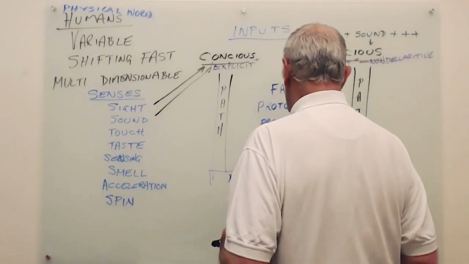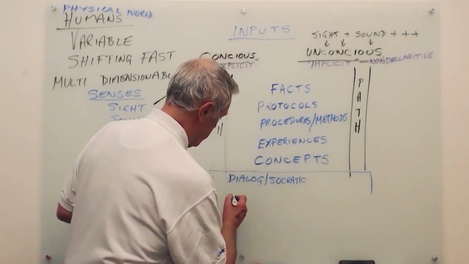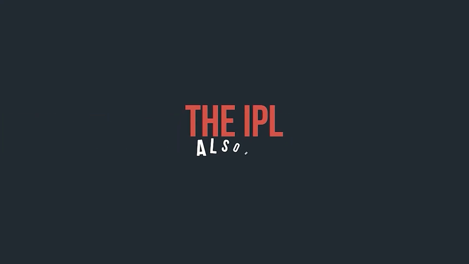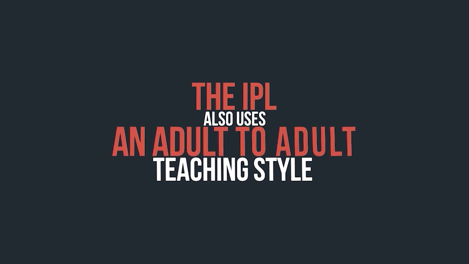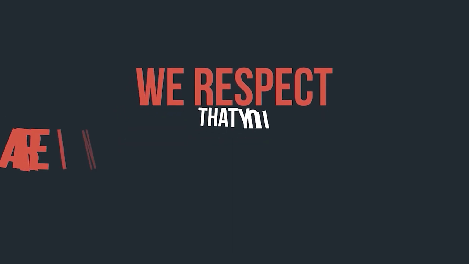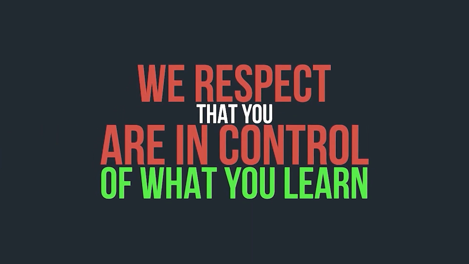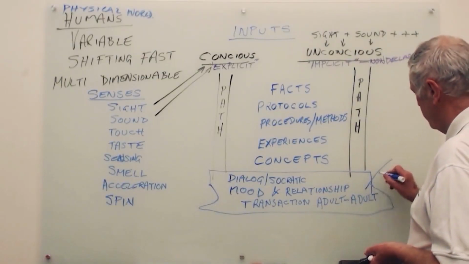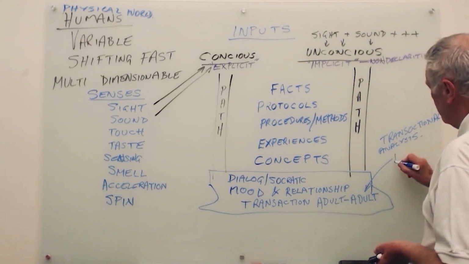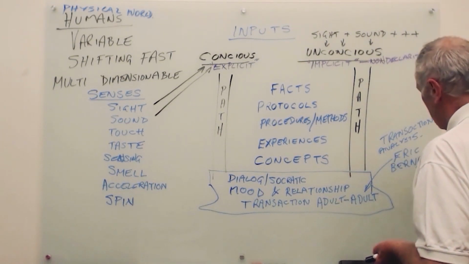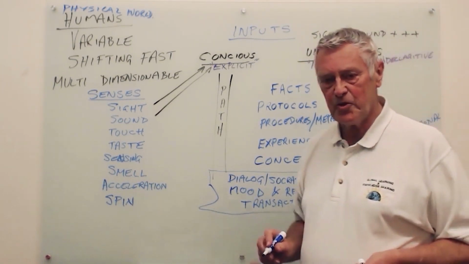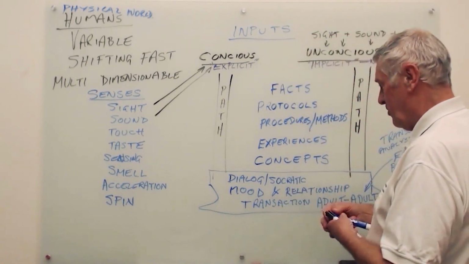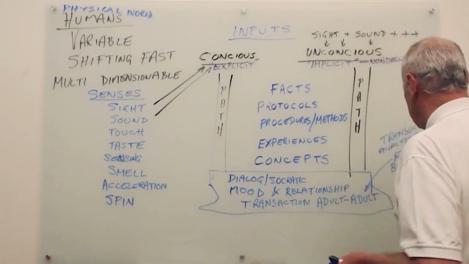The other thing I control very much is the mood and relationship, which is, as much as possible, I try and make what's called the transactions adult-adult. This relates to a subject called transactional analysis. And that was developed by a guy called Eric Berne. And he's most famous for a book he wrote called Games People Play.